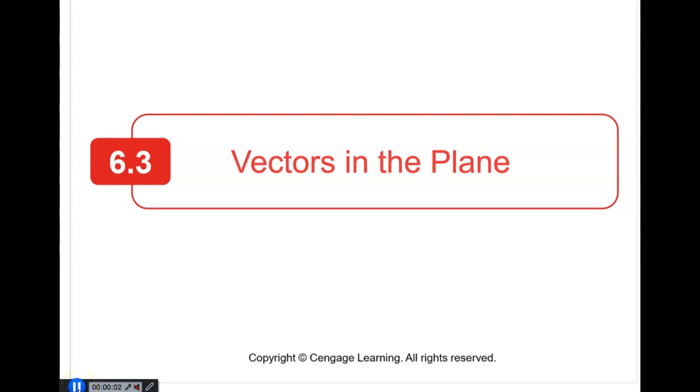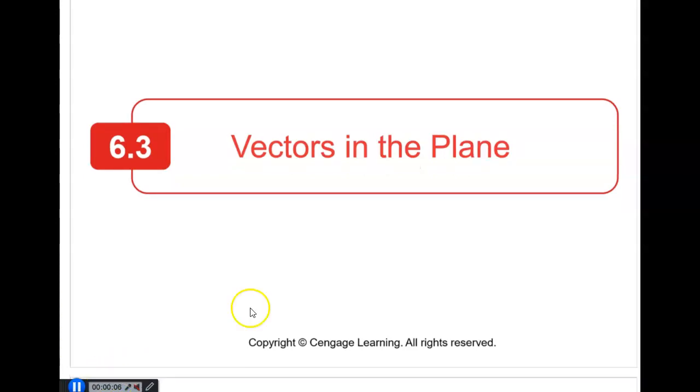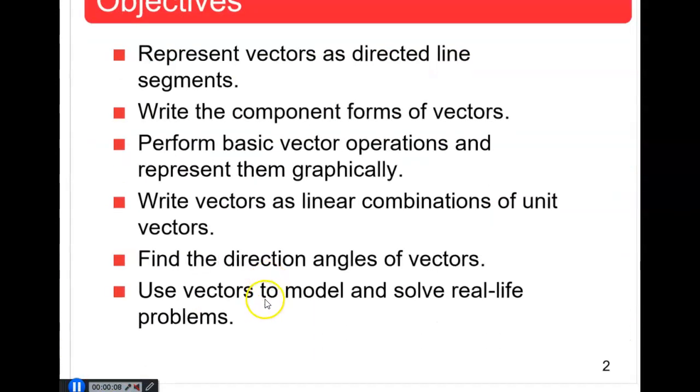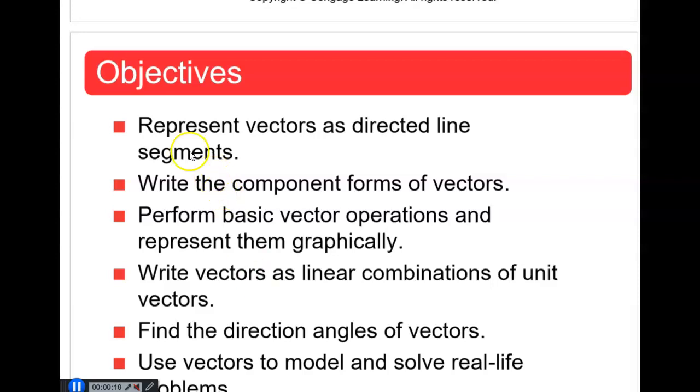This video will cover section 6.3, vectors in the plane. The objectives for this section will be to represent vectors as directed line segments. Also to write the component forms of vectors and to perform basic vector operations such as addition, subtraction, and others, and represent them graphically.